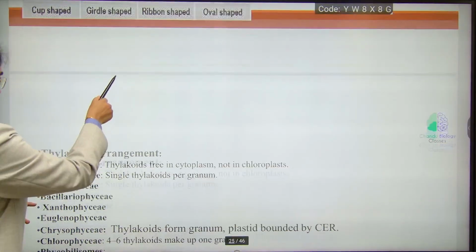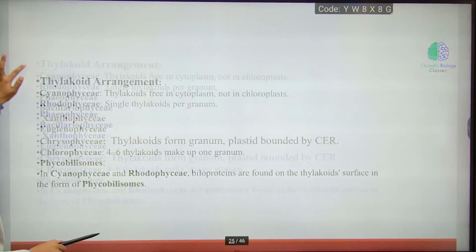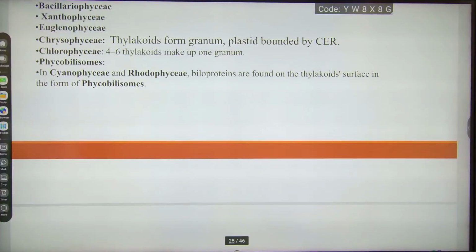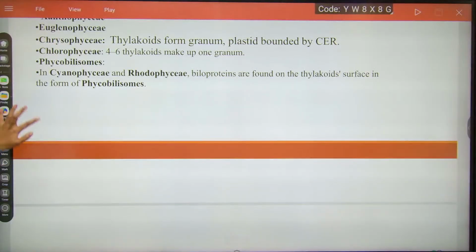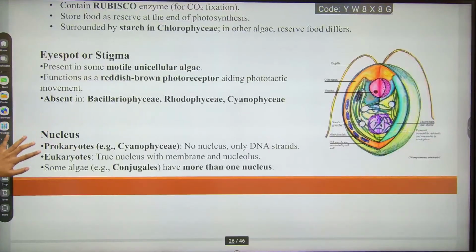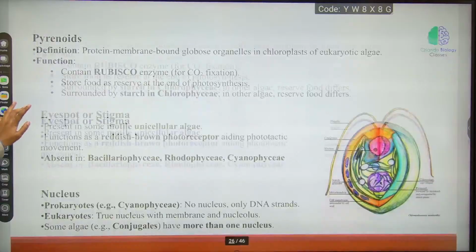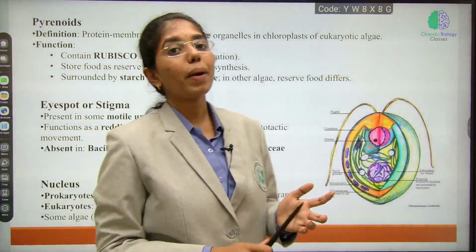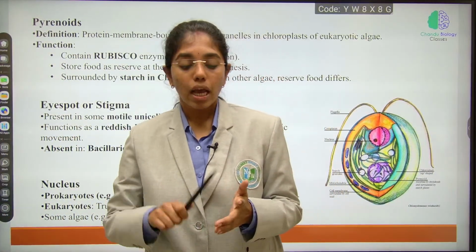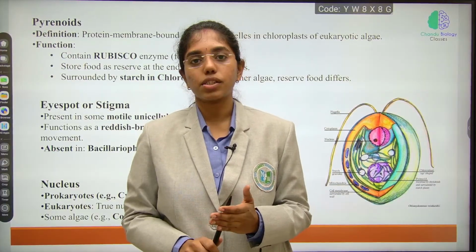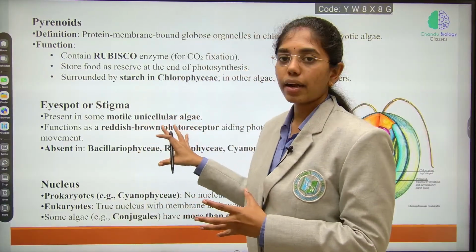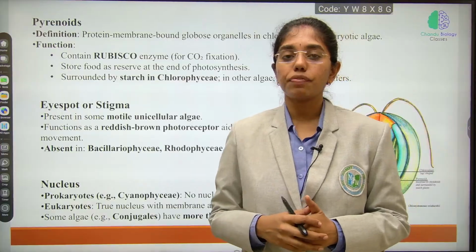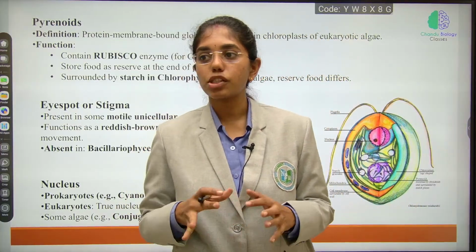Thylakoid arrangement and a few more cellular characteristics, followed by Fritsch classification and Chlorophyceae, we will deal with in the next class. Till here it is fine, right? Fritsch classification we will do in the next class, and that's all for today's session.